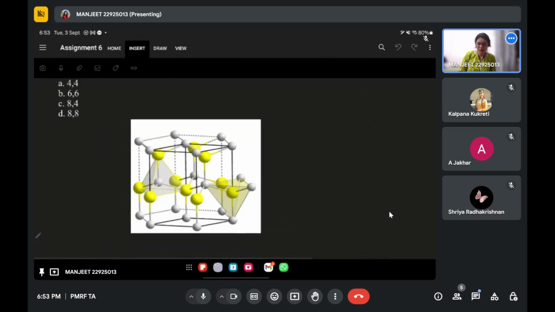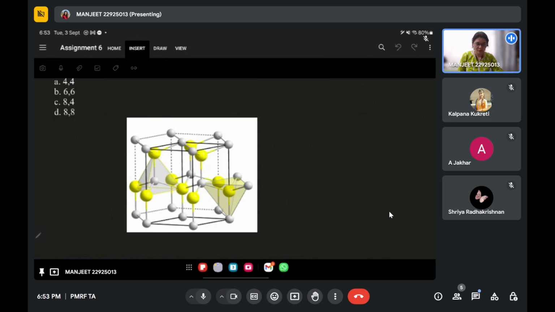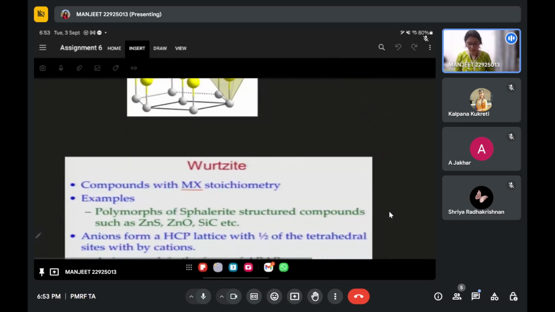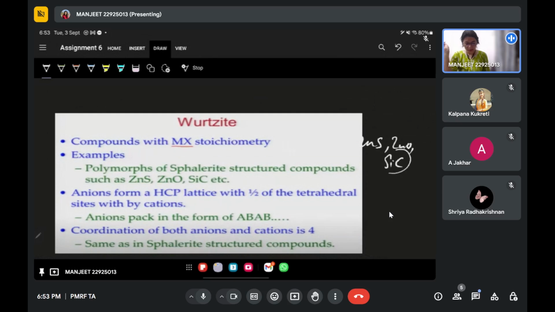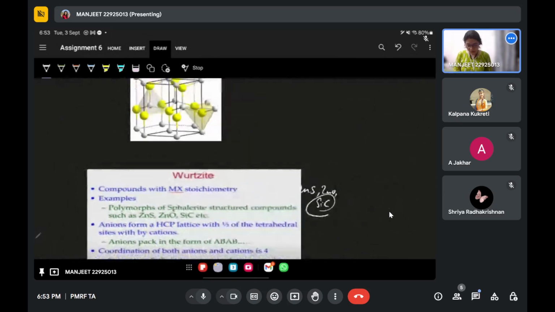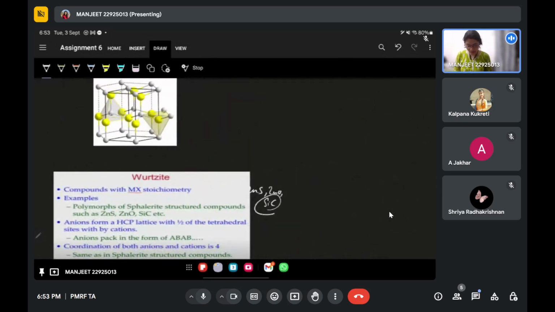So you know this is your wurtzite one. This is the wurtzite one, and as the professor already told you, wurtzite has the MS stoichiometry, like ZnS, ZnO, silicon carbide, because if you see from here, these anions, if I say Zn in ZnS will be the S2 negative, in ZnO will be the O2 negative. They are forming this HCP one.